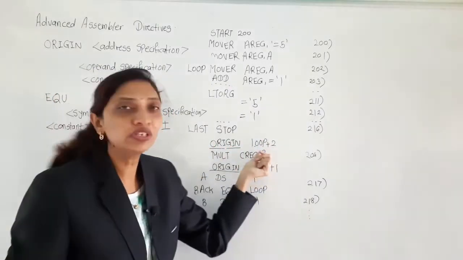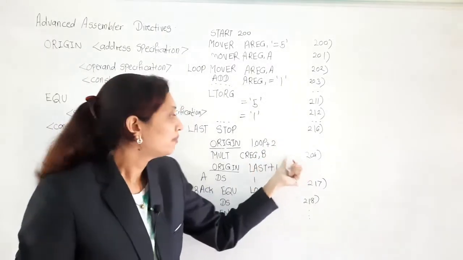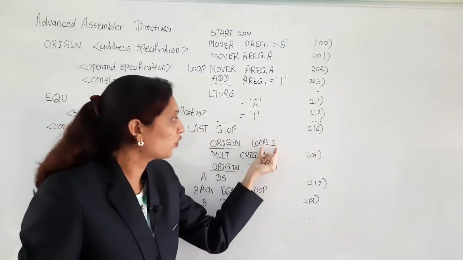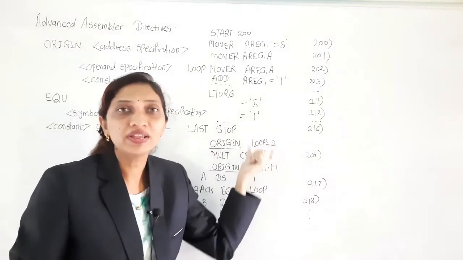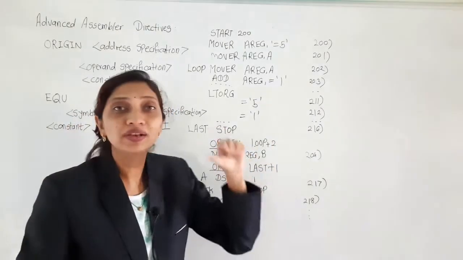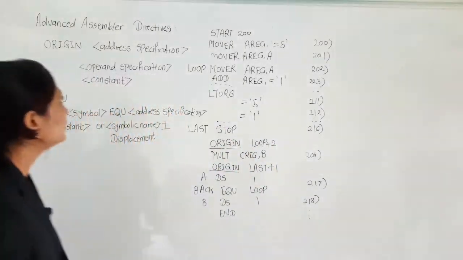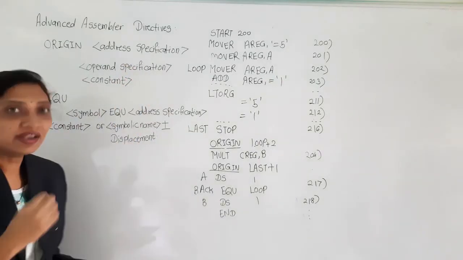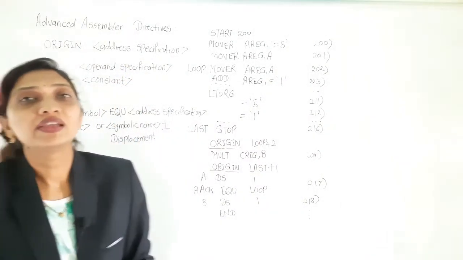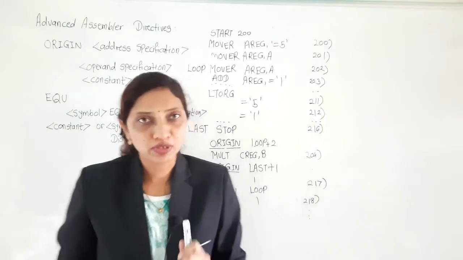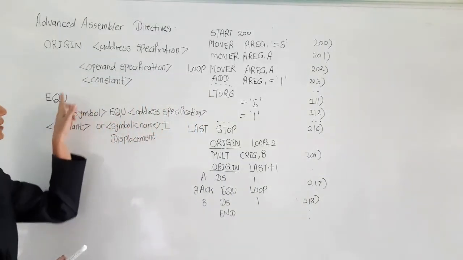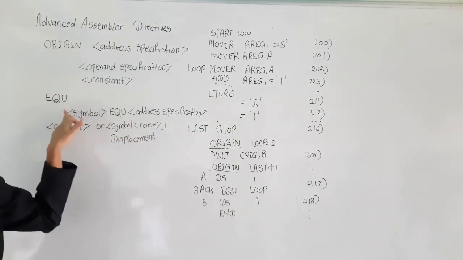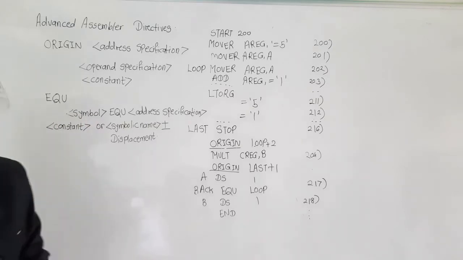Then here we are using 204 as a constant, which means the origin 204, meaning address 204 is stored into the location counter. In this way we change the address in the location counter in a relative way or in an absolute way.